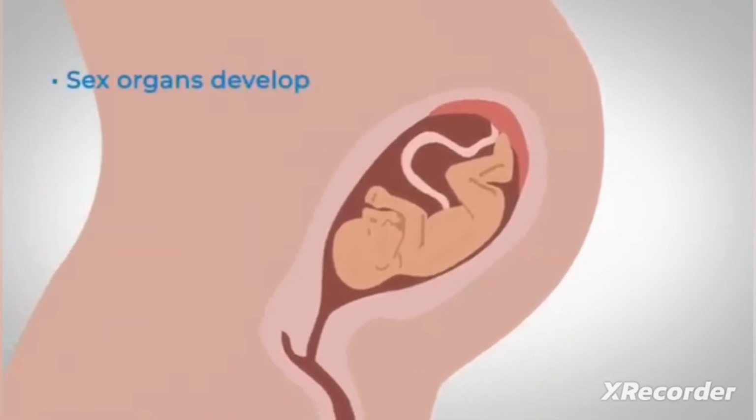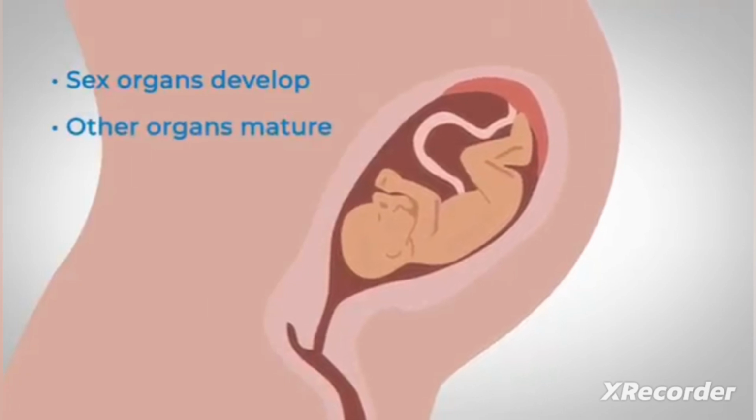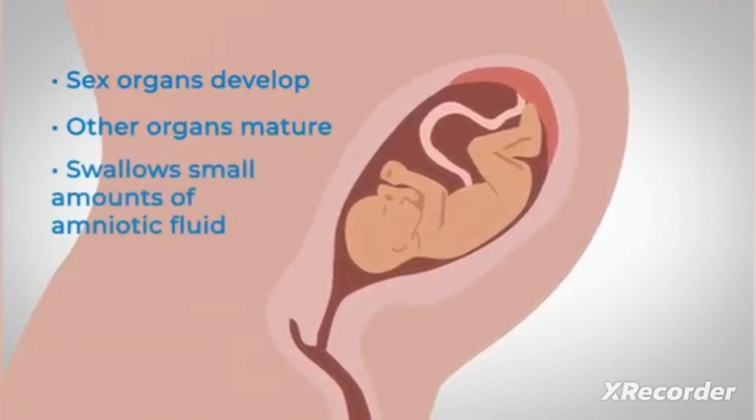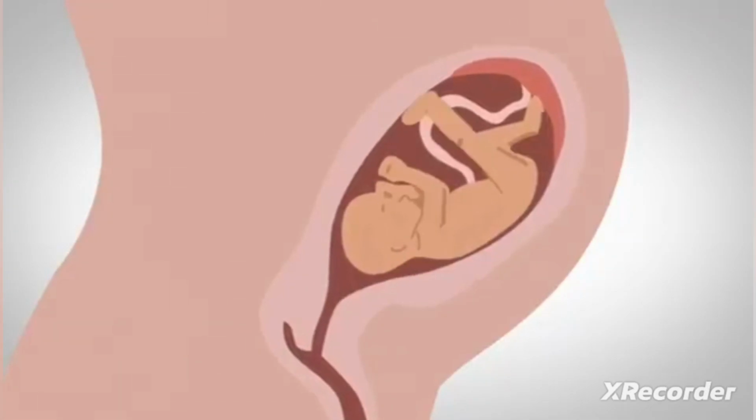In the second trimester, your baby's sex organs develop and other organs mature. Your baby swallows amniotic fluid, which passes through its digestive system. His or her kidneys will start to work and will pass small amounts of urine. Your baby can now hear. It's covered in fine hair called lanugo. You will start feeling your baby moving during the second trimester.